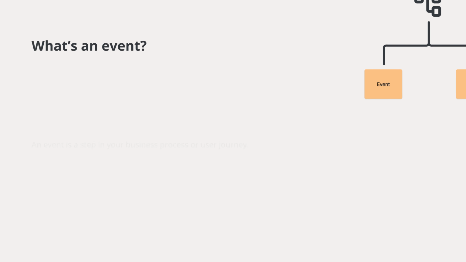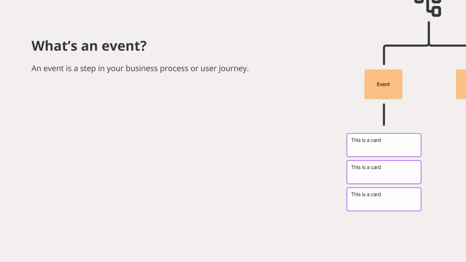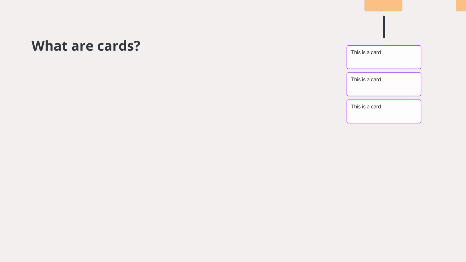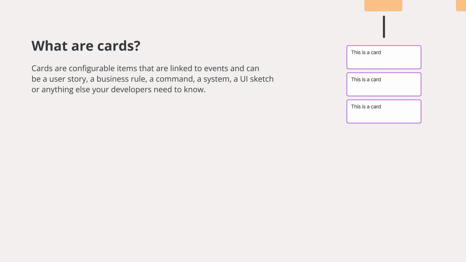What's an event? An event is a step in your business process or user journey. What are cards? Cards are configurable items that are linked to events and can be a user story, a business rule, command, a system, a UI sketch, or anything else your developers need to know.